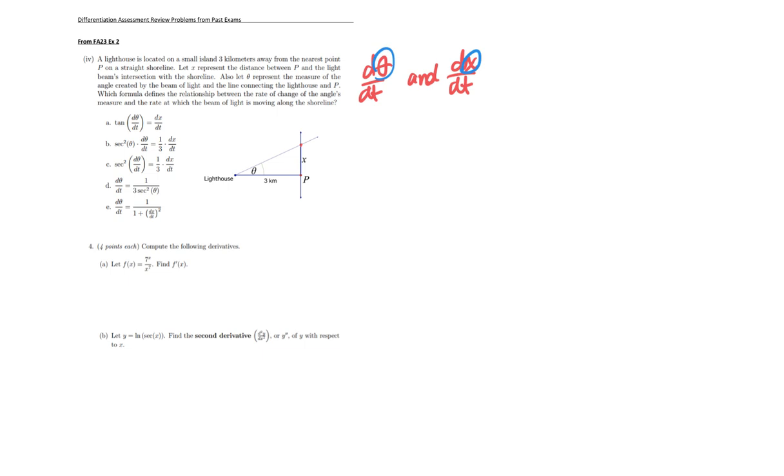So to do that, I'm going to start by finding a relationship between theta and x. So I'm going to look to my triangle, and I can see that tangent of theta is equal to x over 3. And so if I take the derivative of that implicitly with respect to t, I get secant squared theta times d theta/dt is equal to 1/3 times dx/dt. And so I can look and see which of these that is. It looks like that corresponds well to B.